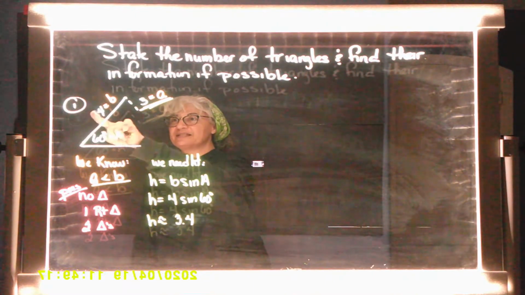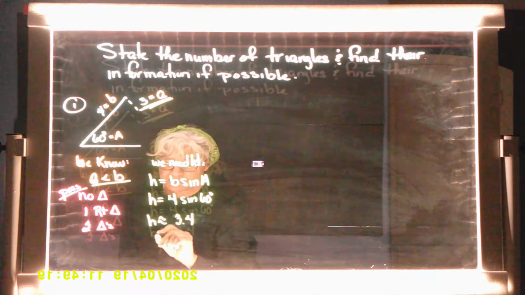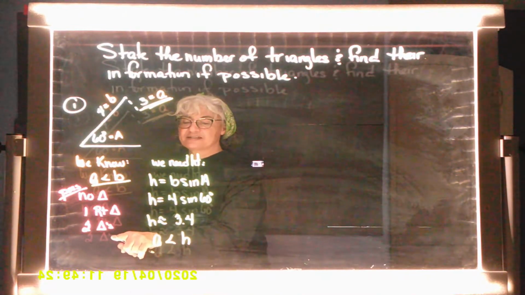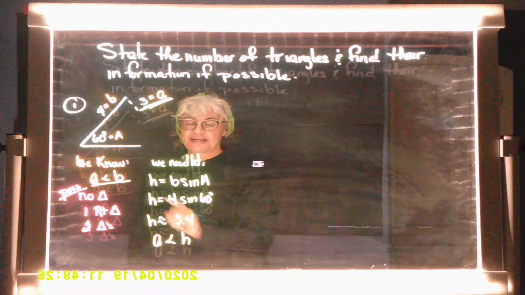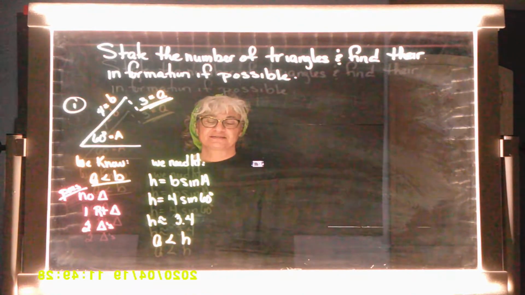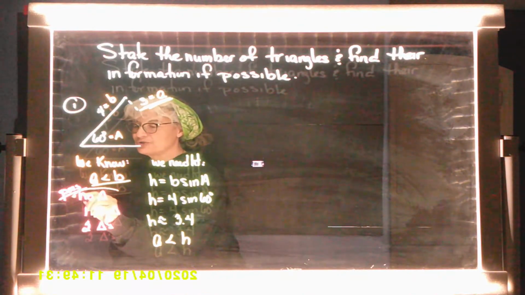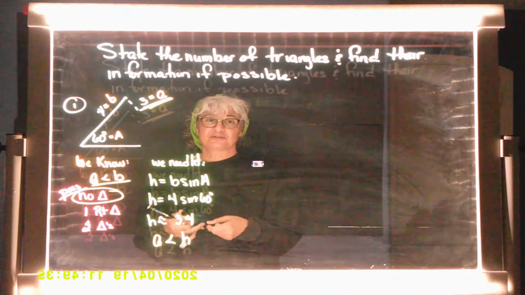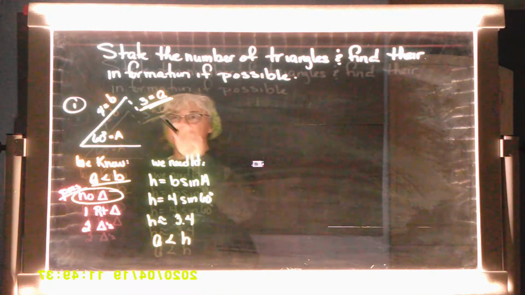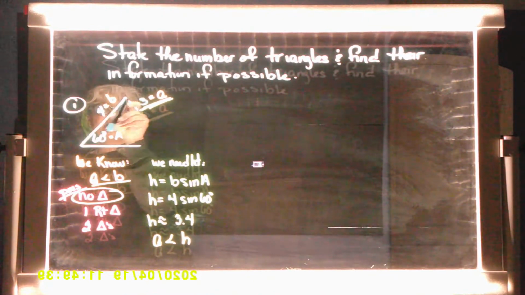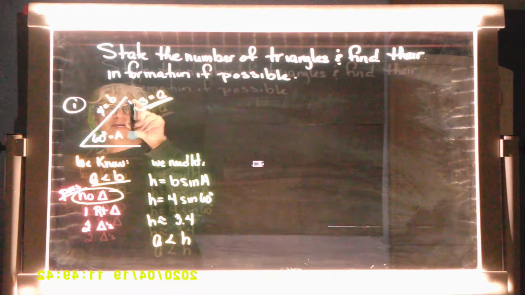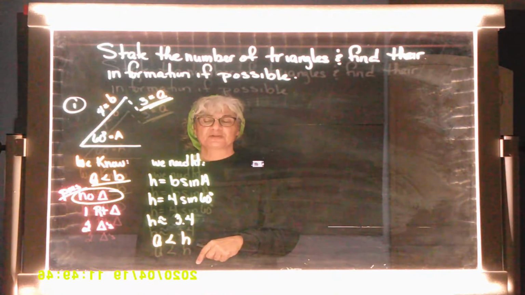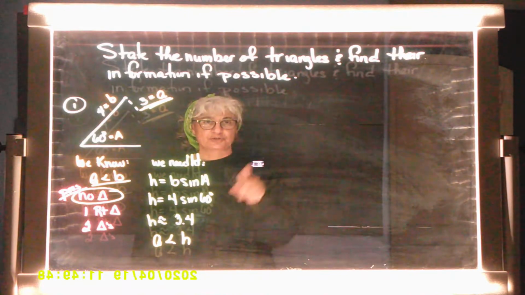A is less than the pseudo-hypotenuse, but we also know now that A is less than the height. So which of these three cases has A less than B and A less than the height? Yep, right here. No triangle. I'm not going to get a triangle whatsoever. Why? Because if this side is less than B and it's less than the height, no matter which way I swing it, it will never touch the bottom. Cool? Okay, so that's a case with no triangle.